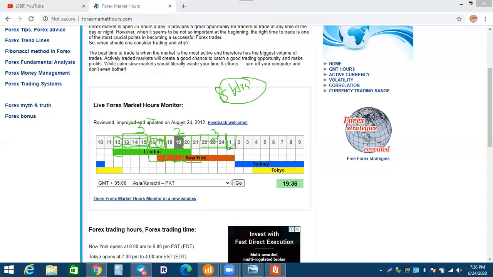So I can stop when the market is going to close. I will see so much volatility in the market when the market is going to overlap, so much volatility. When the market is going to close, so much volatility. So you will choose your time as per your time zone, which GMT you fall in. So these are the times.